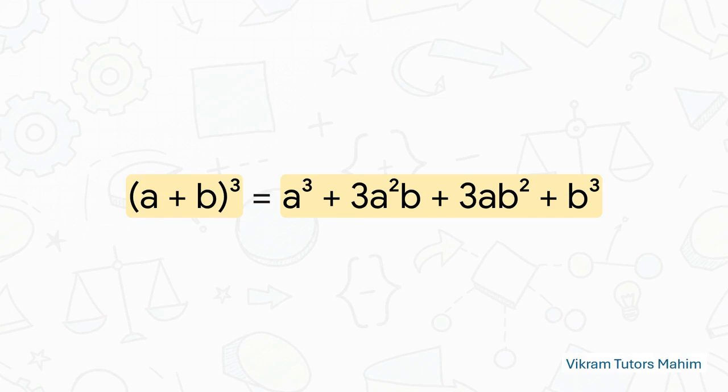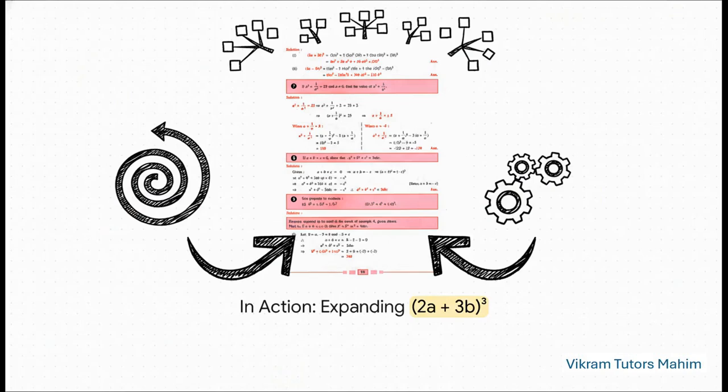Once you see that pattern, it's so much easier to handle. And of course, we can put this straight into action. In this example, we're expanding (2a + 3b) cubed. All we have to do is very carefully plug 2a in for a and 3b in for b in our cube formula. Yeah, it takes a few steps, and you have to be careful with your arithmetic, but the pattern itself does all the heavy lifting for you.